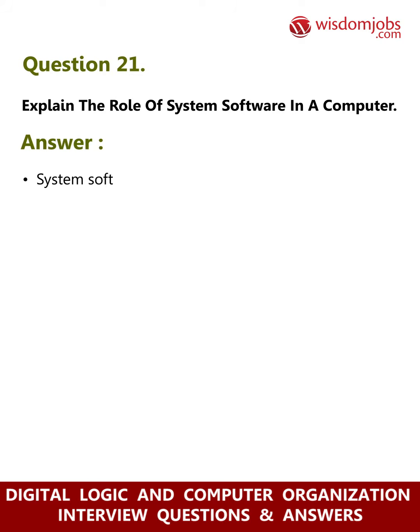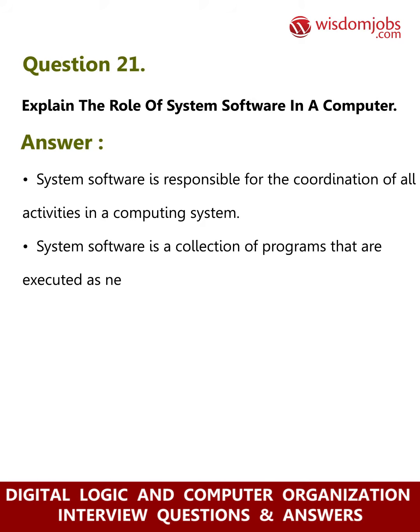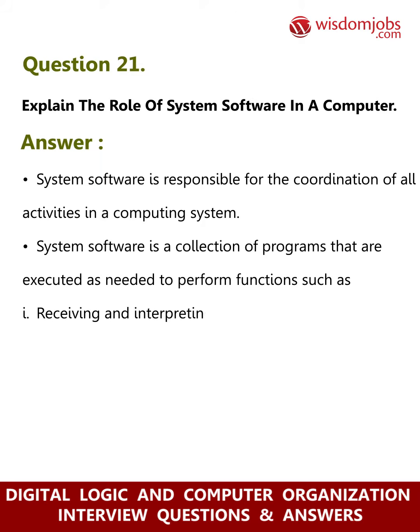Question 21. Explain the role of system software in a computer. Answer. System software is responsible for the coordination of all activities in a computing system. System software is a collection of programs that are executed as needed to perform functions such as 1. Receiving and interpreting user commands.